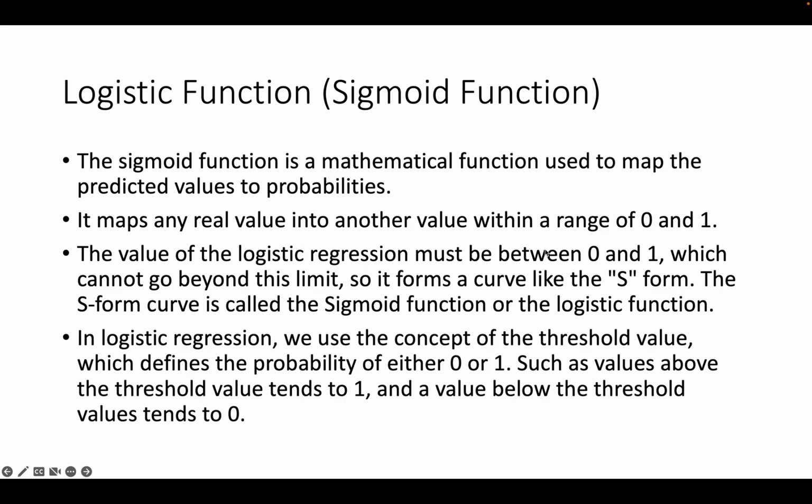Logistic function, because it is logistic regression, so logistic function, sigmoid function. So logistic function or sigmoid function are basically the same thing. Don't get confused. Logistic regression and linear regression are different. In logistic regression we use the concept of a threshold value, which defines the probability of either 0 or 1. So the threshold is there to define the probability of 0 and 1. Such as the values above the threshold value tend to 1, and values below the threshold value tend to 0.